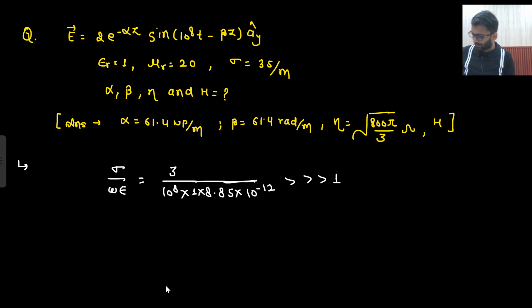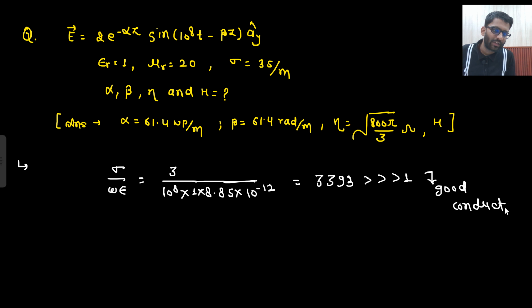Yeah, same question it is. So it is 3393. But in the examination, you don't need to calculate it, right? Because you can see 10 to the power minus 12 into 10 to the power 8, so it will be 10 to the power 4. So 10 to the power 4 will go upward. So certainly it is much greater than 1. So what is this? Good conductor.